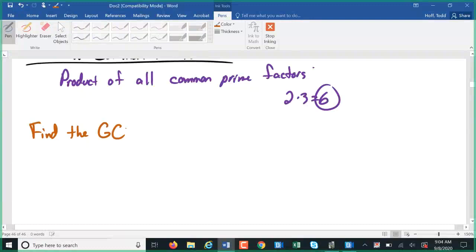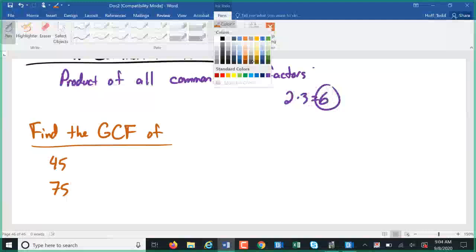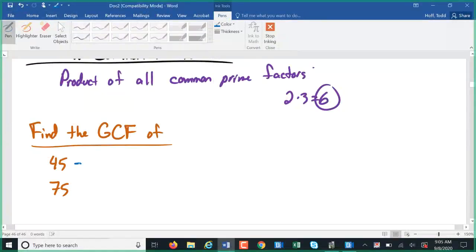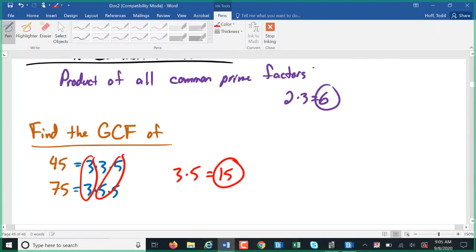So find the greatest common factor of, let's do 45 and 75. Well, if I were to do the factor tree for 45, I would get 3 times 3 times 5. If I did the factor tree for 75, I get 3 times 5 times 5. What do they have in common? They have a 3 and they have a 5. 3 times 5 is 15.